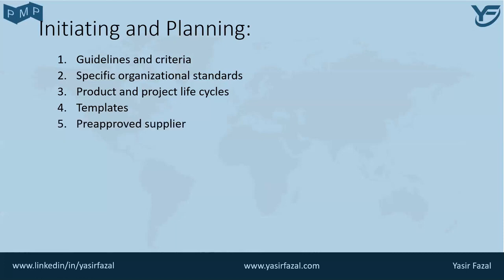Further, it could be a pre-approved supplier list and various types of contractual agreements, for example, fixed price, cost reimbursable, and time and material contracts. So this is it for the current blog post.